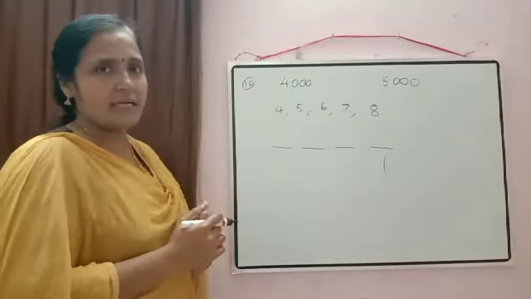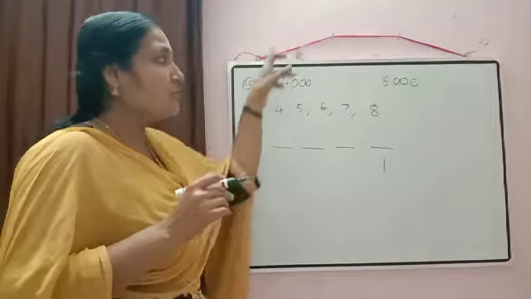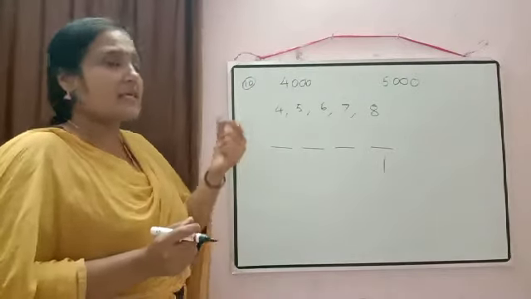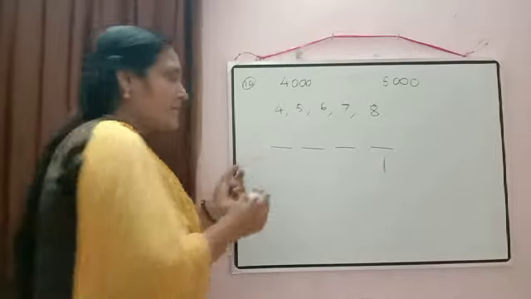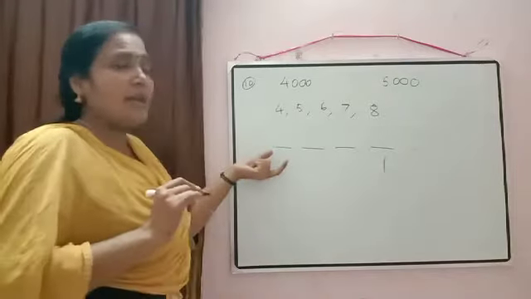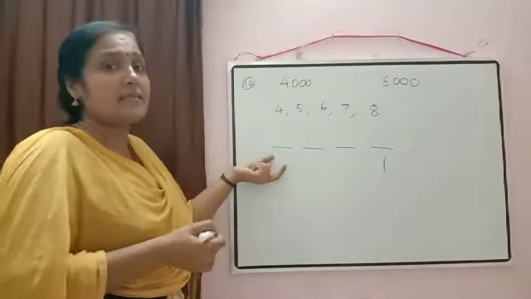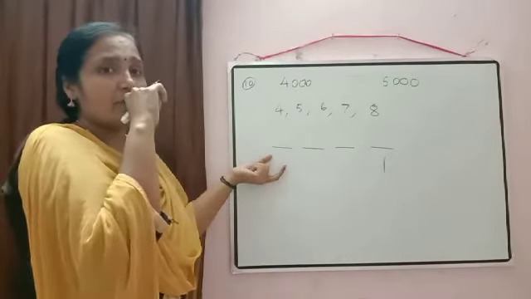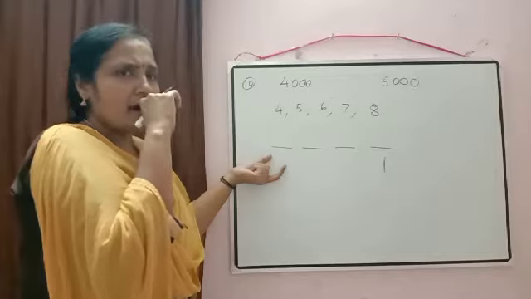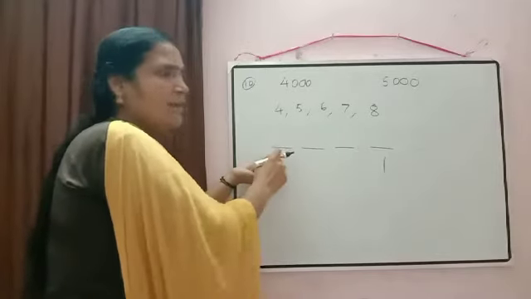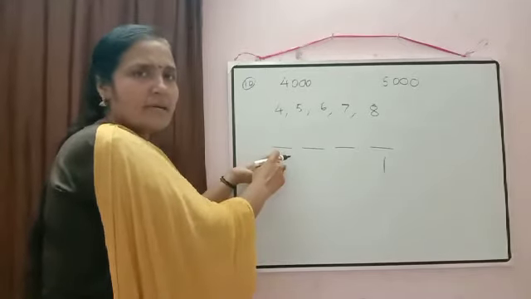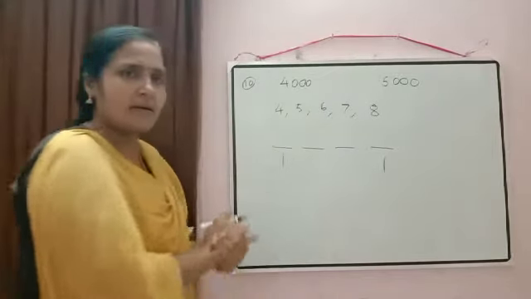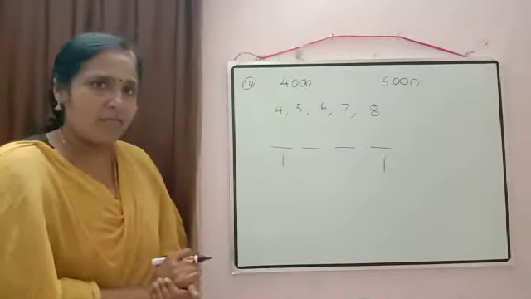Now, the next condition. The number should be between 4000 and 5000. Now, check the 1000 place. What are the options available to fill in the 1000 place? It should be between 4000 and 5000. Only 4 can come here. No other numbers are possible there. So, the thousands place also can be filled in one way only.